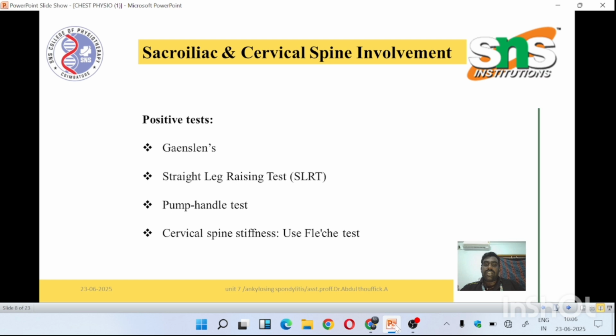Then coming to the sacroiliac joints and cervical spine. For sacroiliac involvement, we can use the Gaenslen test, the straight leg raise test, or the pump handle test. For cervical spine stiffness, the Schober test is a commonly used special test for physiotherapists, which we can perform on the patient to confirm the findings rather than relying only on laboratory tests.